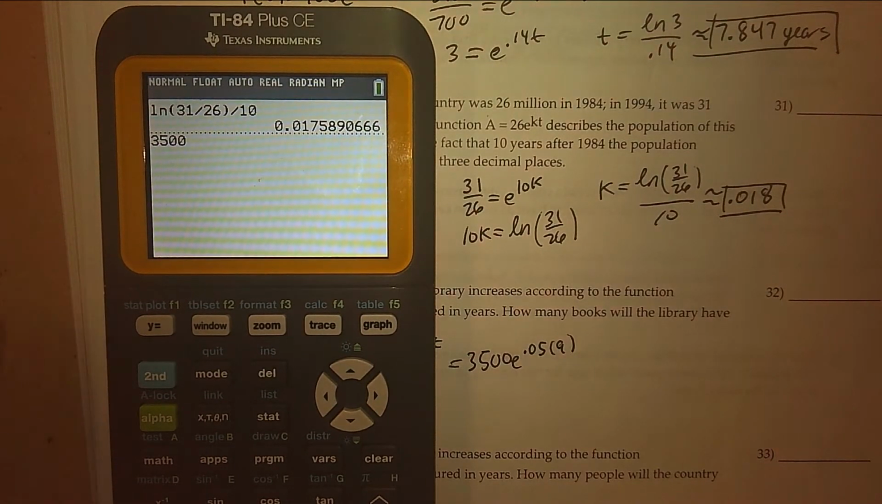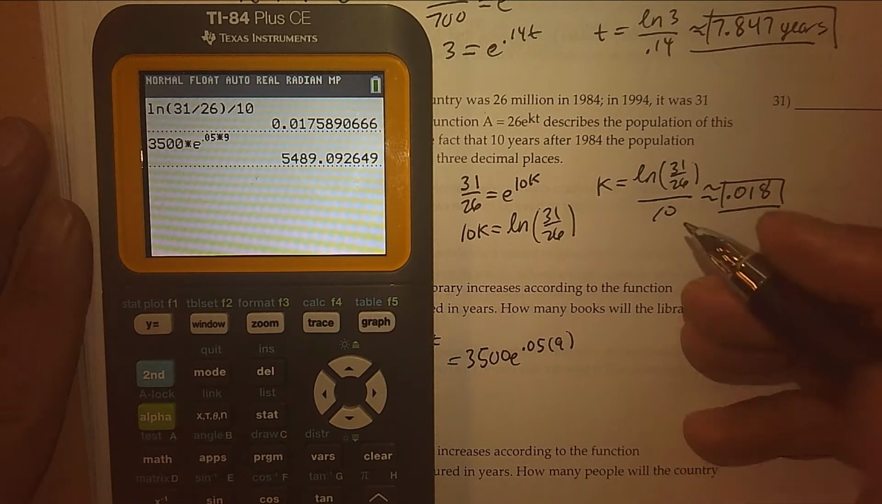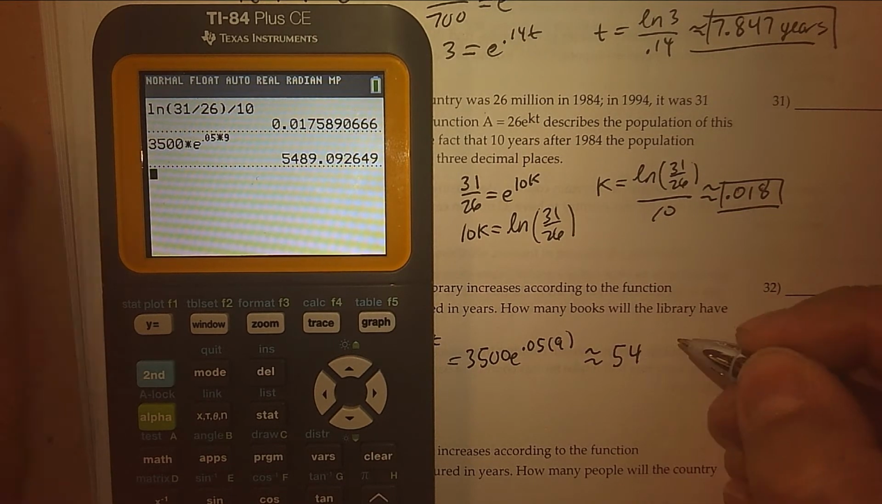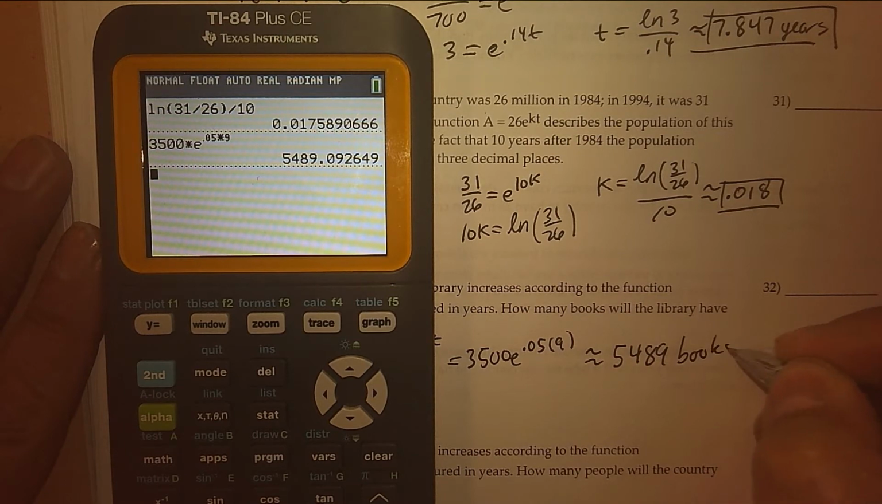So it's 3,500 times e, which is my blue button and then ln, and then in the exponent I have 0.05 times 9. So I'm going to round so it makes sense. There's no decimal books. So 5,489 books, no decimals.